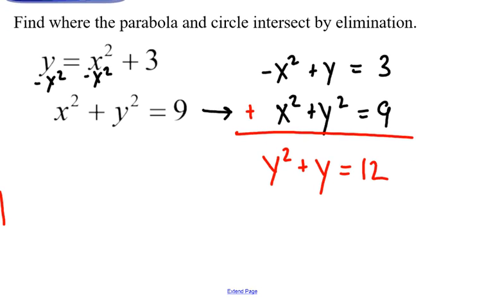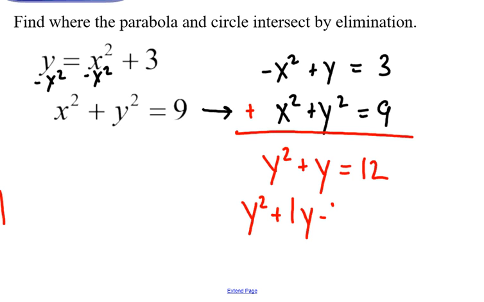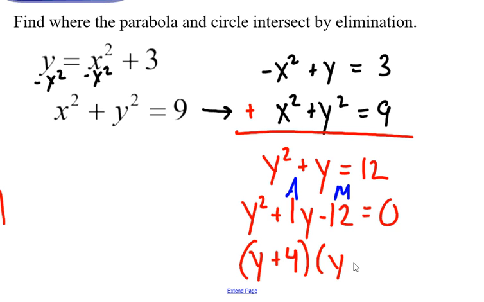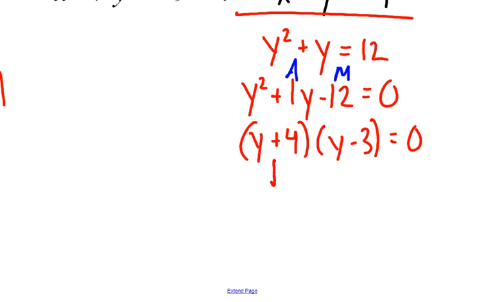Now I want to set one side equal to 0. So subtract 12: y squared plus 1y minus 12 equals 0. Hey, it's set up to be factored. Two numbers that multiply to make negative 12 and add up to 1 are going to be positive 4 and negative 3. Now my two answers are going to be when y is negative 4 and when y is positive 3.